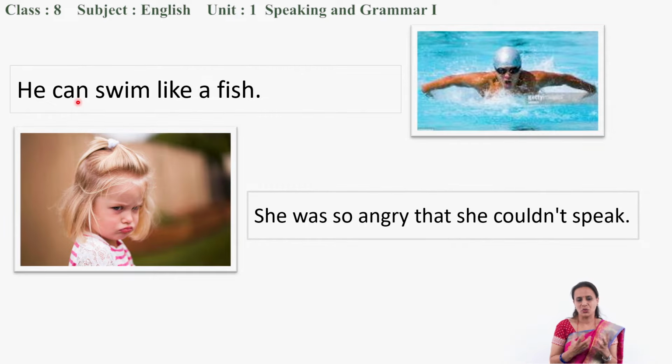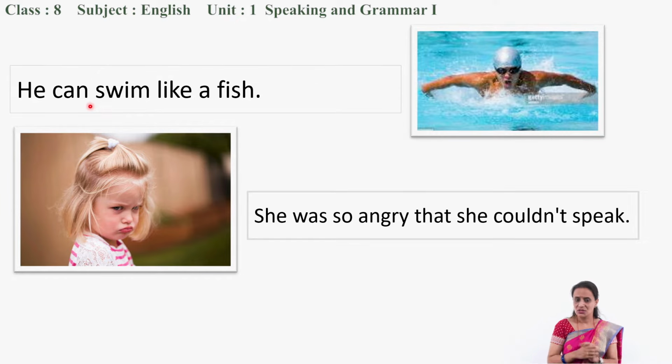Now see, the girl is so angry. See her face? What do you see here in the picture? She's so angry, isn't it? She was so angry that she couldn't speak. She was so angry that she was not able to speak. Now, use of can and use of could. Okay, can and could. As I have told you, can is used to tell someone's ability. Could is also used to tell someone's ability.